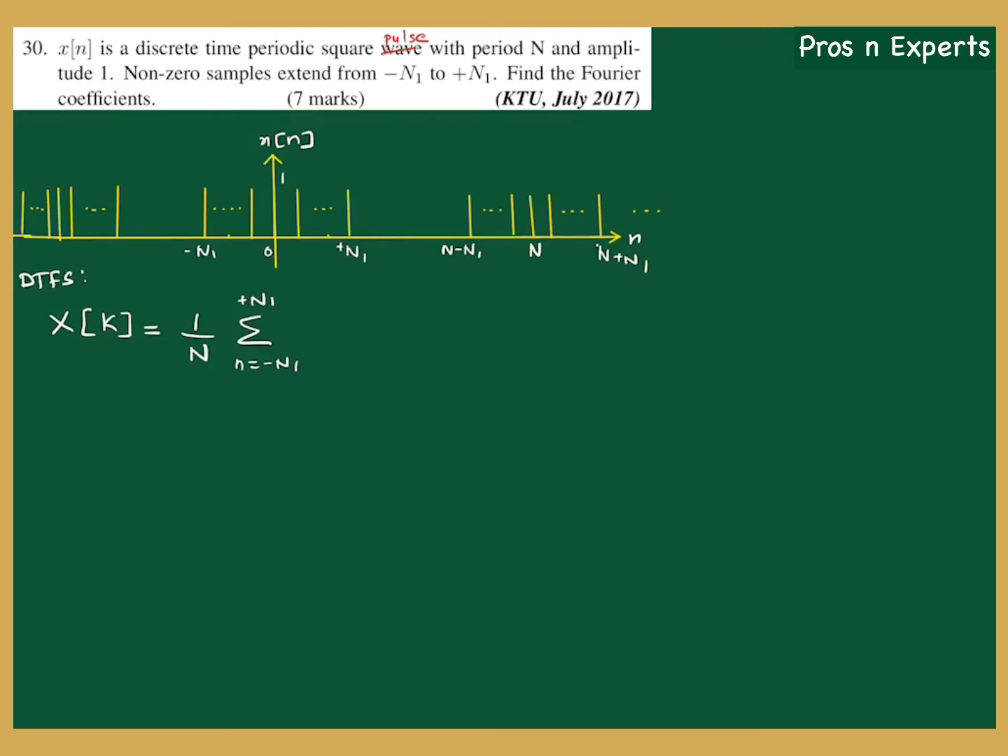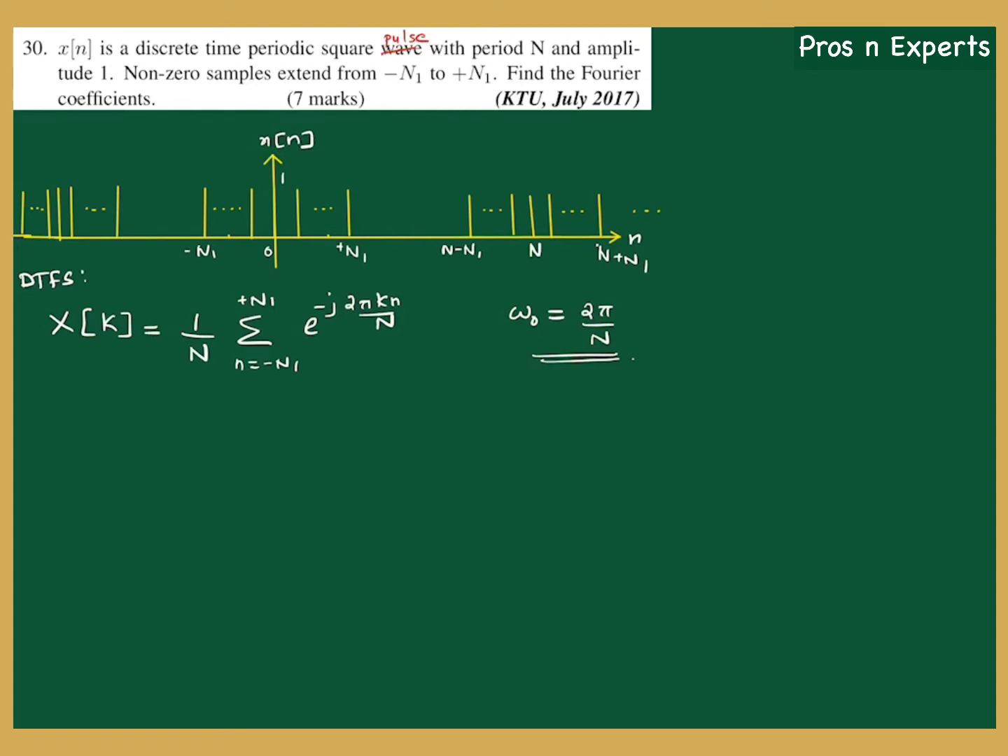x of n is 1 for all these samples. So 1 into e raised to minus j 2 pi kn by capital N, which is the time period. Since the time period is given as N, you may also write the angular frequency, which is given by 2 pi by N. So we have the DTFS. Now what we have to do is expand the summation.